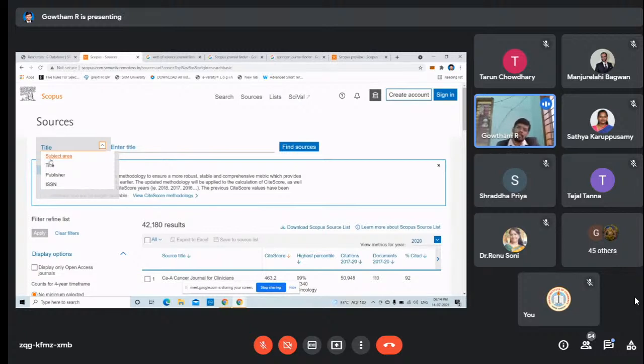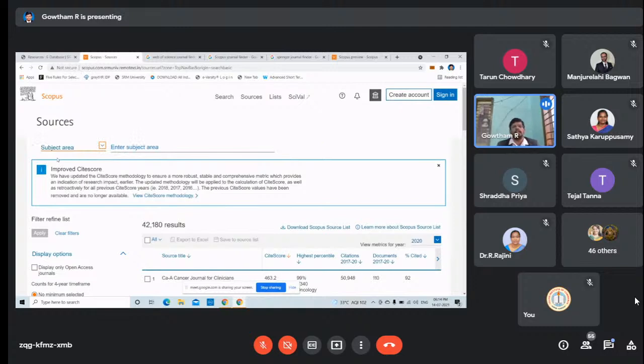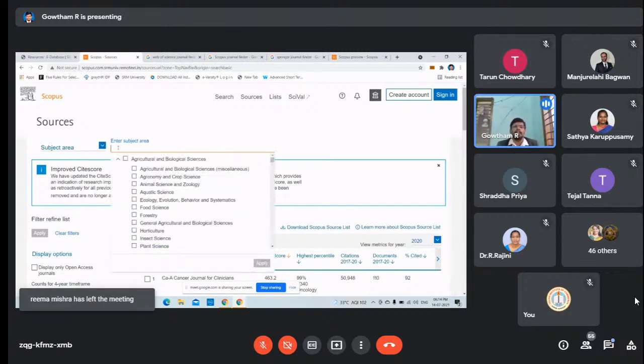But you don't know what journals there are in my management domain or commerce domain. Then this option will be a better choice for you, right? So what you can do is click on this subject area, and as soon as you click on it, this will come up: enter subject area.